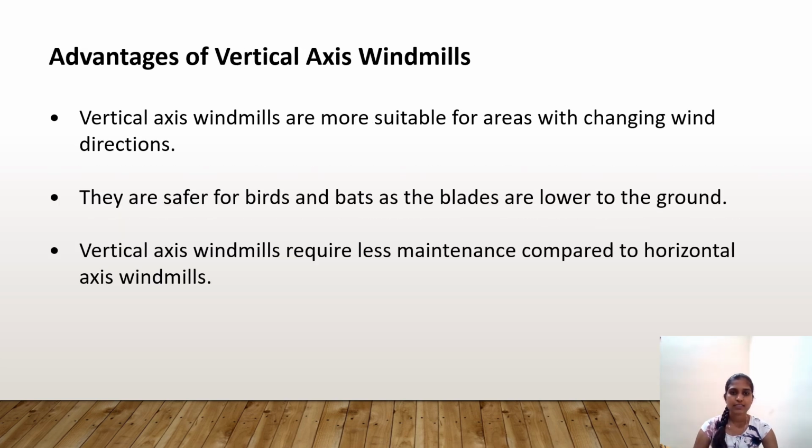Advantages of vertical axis windmills. Vertical axis windmills are more suitable for areas with changing wind directions. They are safer for birds and bats as the blades are lower to the ground. Vertical axis windmills require less maintenance compared to horizontal axis windmills, are cheaper to produce than horizontal axis turbines, are more easily installed compared to other wind turbines, are transportable from one location to another, and also function in extreme weather with variable winds and even mountain conditions.